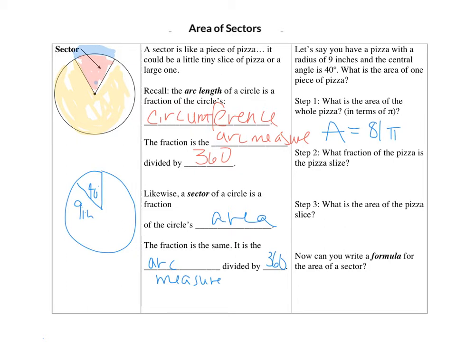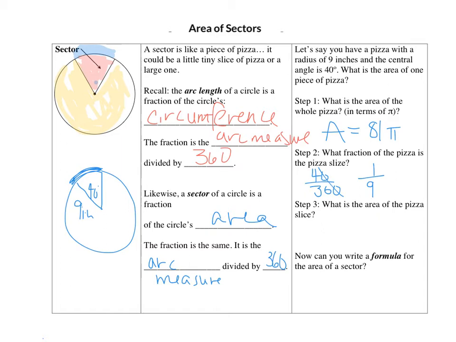That's the whole pizza. Well, what fraction of the pizza is that pizza slice? Because it has a 40-degree central angle or a 40-degree arc right here, we think about what's 40 out of the whole circle, which is 360? We can reduce 4 and 36, so we get 1/9. So this piece of pizza is 1/9 of my whole circle.